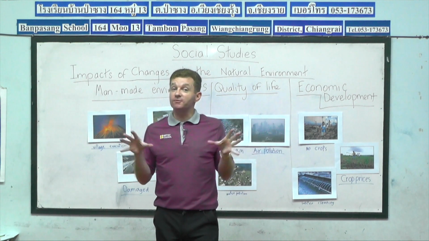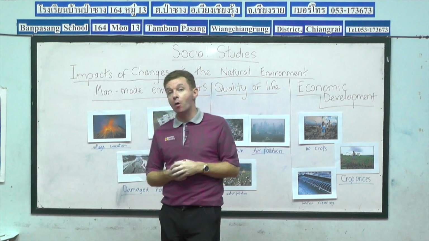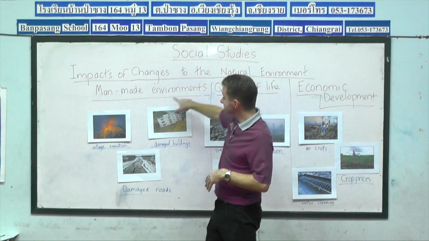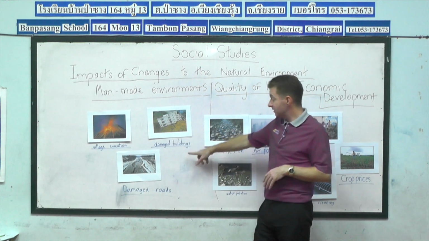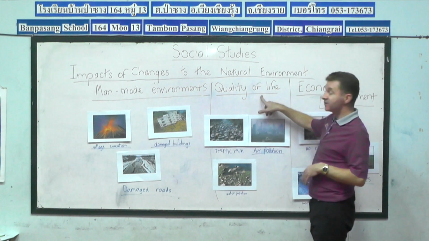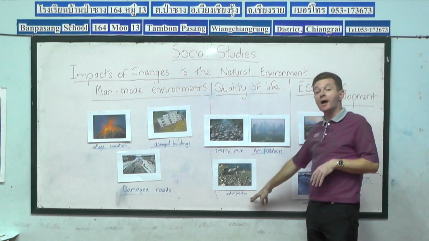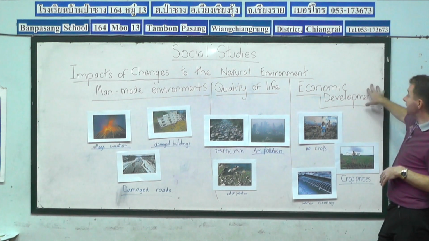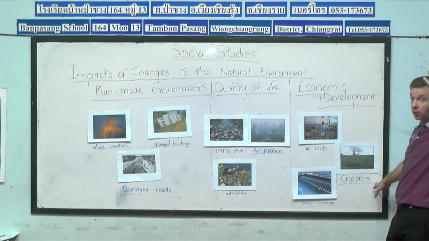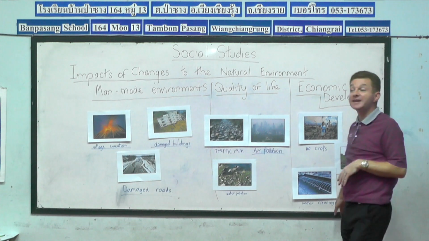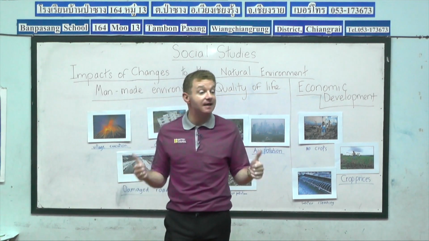So now our students have correctly sorted the different situations into the correct impacts. So let's practice saying them one more time. We've got the man-made environments: village, evacuation, damaged buildings, and damaged roads. Quality of life: traffic jam, air pollution, and water pollution. And then economic development: no crops, crop prices will go up, and water cleaning. And they're the different impacts of changes to the natural environment. Guys, that was brilliant. Very well done.